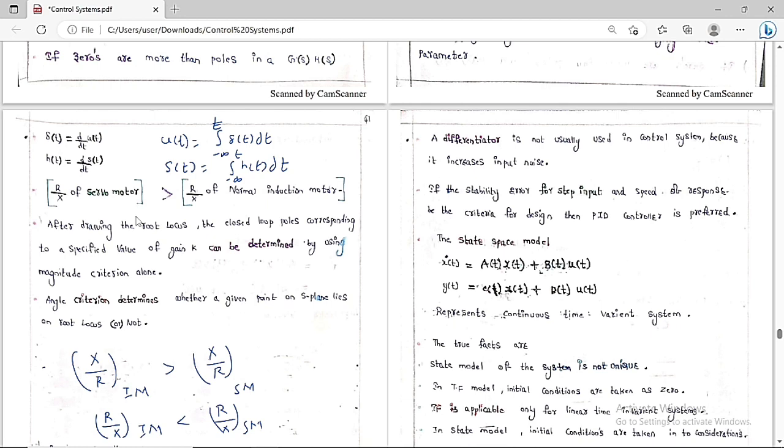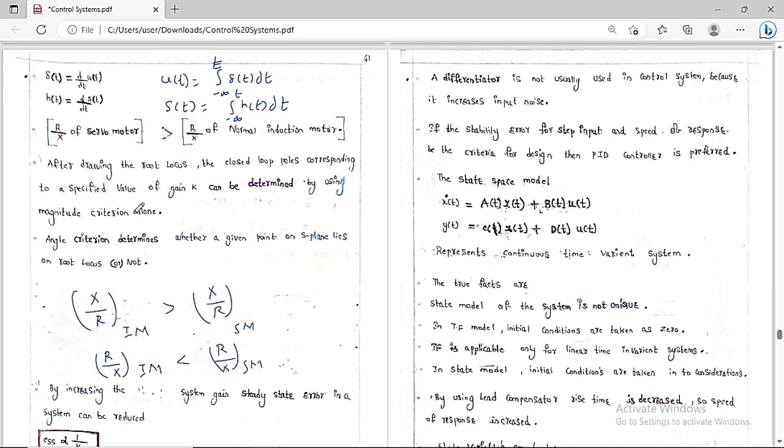You can also write it another way: the R/X ratio of the servo motor is greater than the R/X ratio of the induction motor. But this is what I already told you: the X/R ratio of the induction motor is always greater than the X/R ratio of the servo motor. If you take the reciprocal, then the R/X ratio of the induction motor is always lesser than the R/X ratio of the servo motor. You can also write that the R/X ratio of the servo motor is greater than the R/X ratio of the normal induction motor.